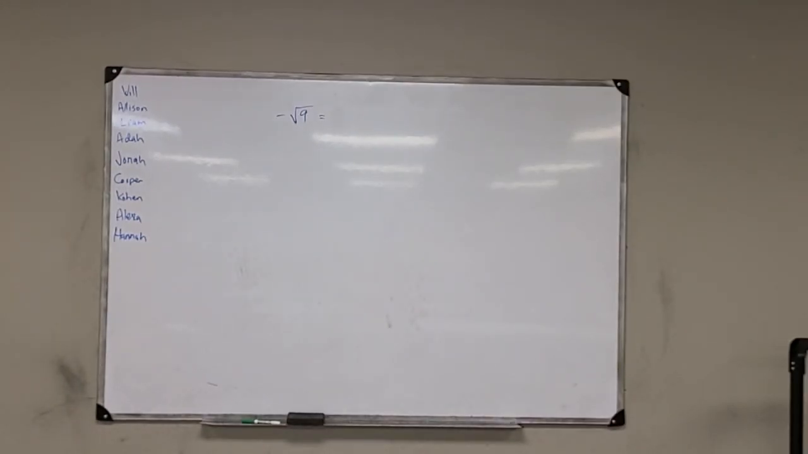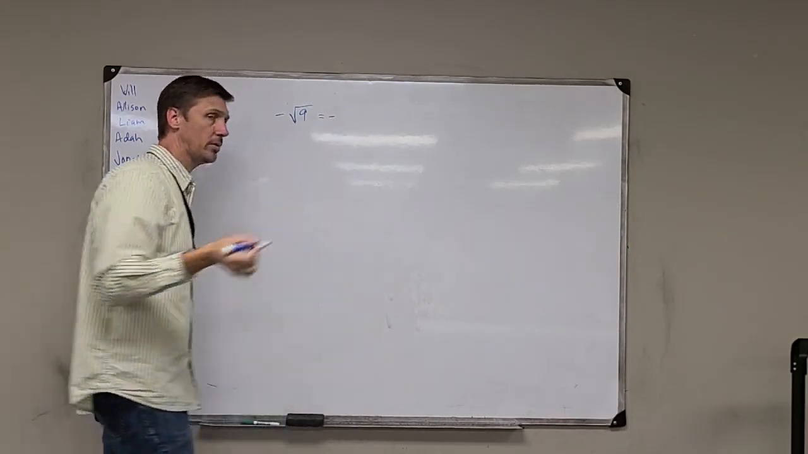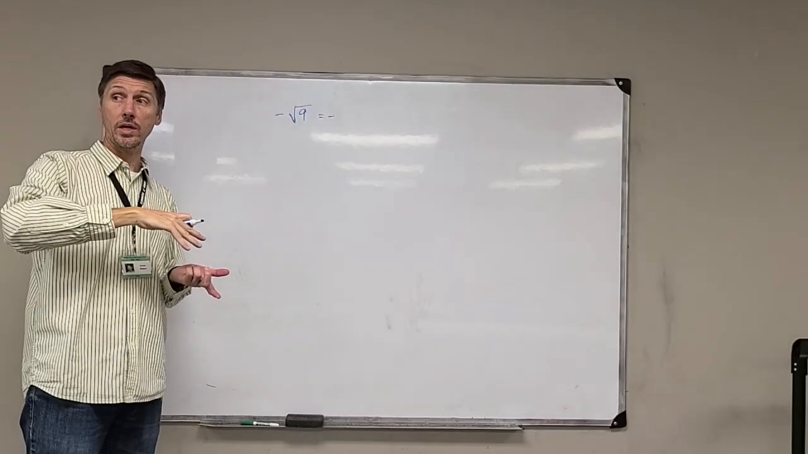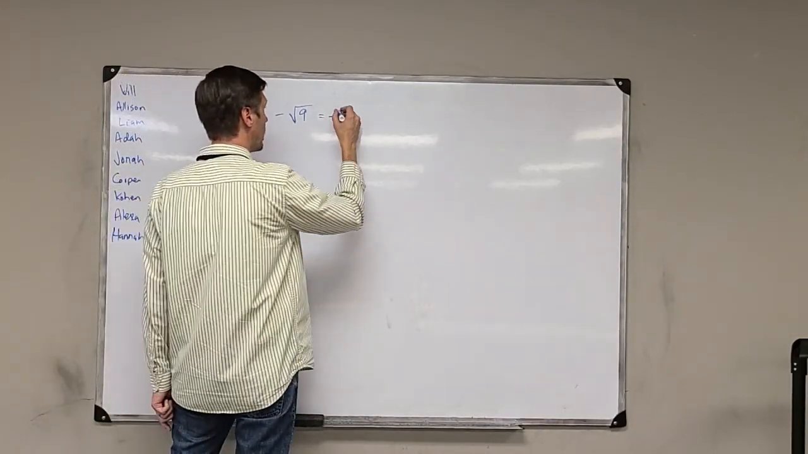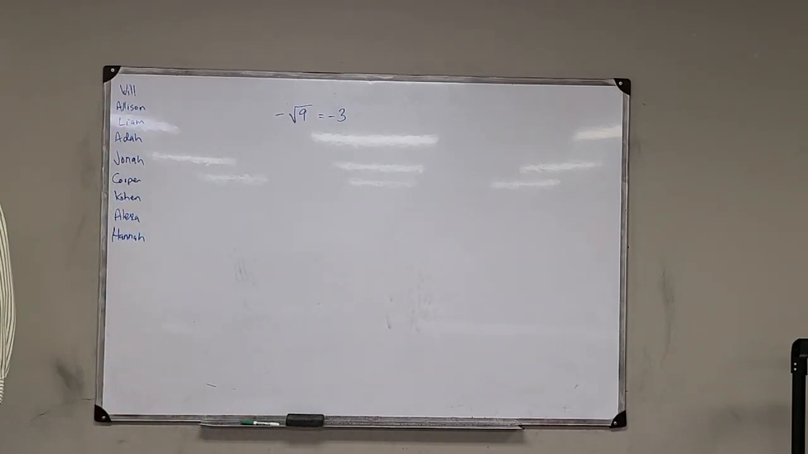A negative number? So the final answer would be a negative number. So I'd say the negative of the square root of 9. The square root of 9 we said was 3 because 3 squared is 9, right? Negative 3 and positive 3? So I would just say negative 3 in that case because of the negative in the front.